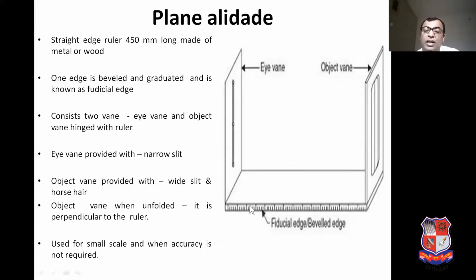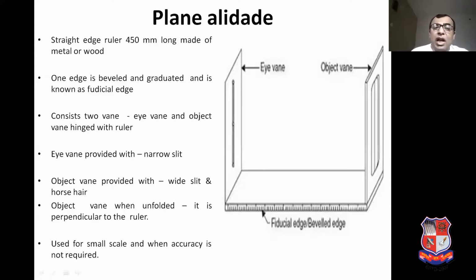So one edge is beveled and this is also graduated, meaning readings are marked on this side of the plane ALIDADE. And this side is known as the fiducial edge or beveled edge of the plane ALIDADE.